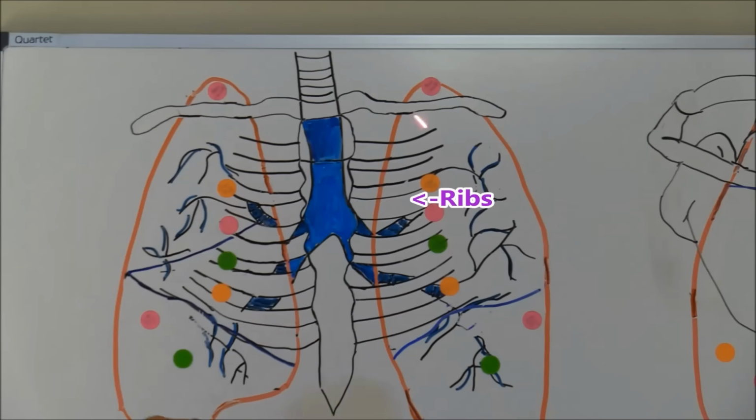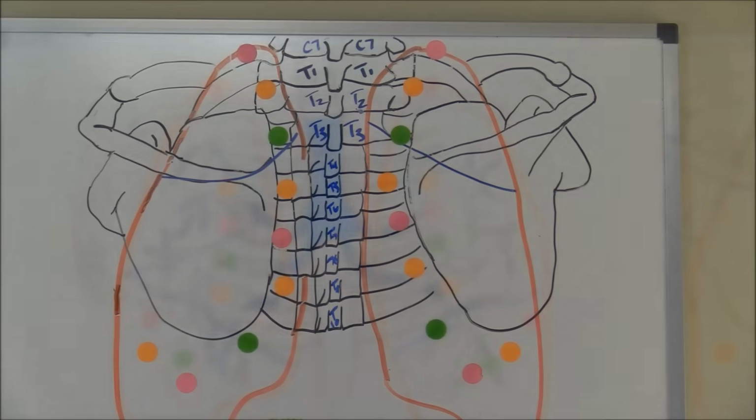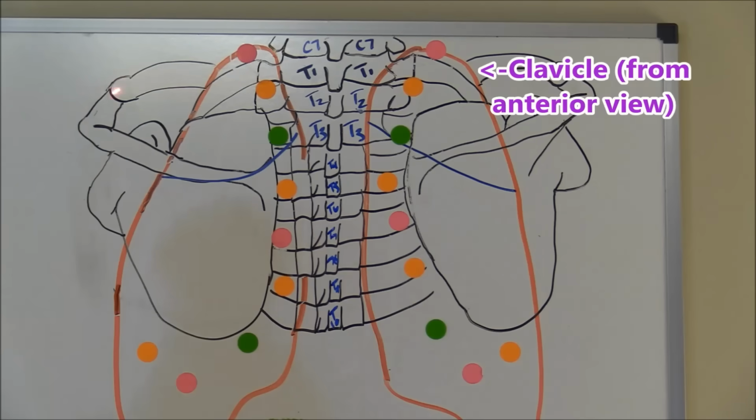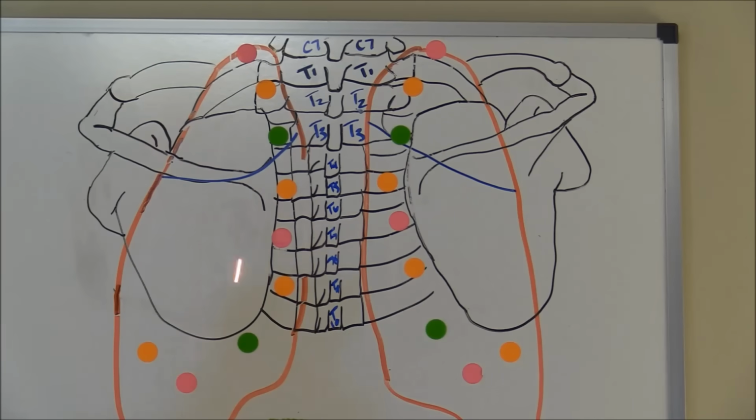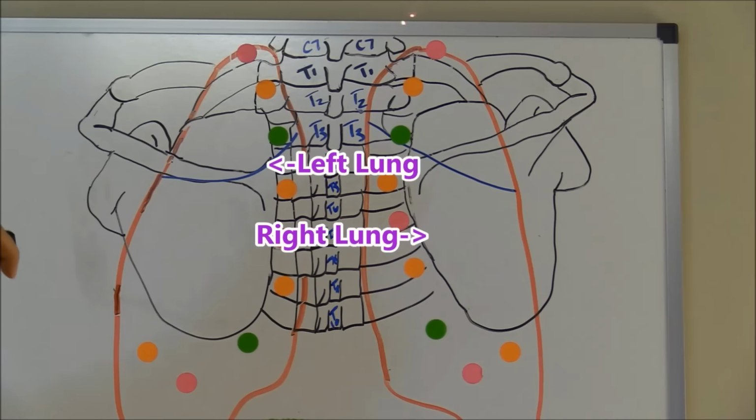Now let's look at the posterior view of the lung. Here is the posterior view of a patient's back. If you were to look inside at the lungs, you'll have the clavicle on the front, then it comes around and it forms into your scapula, and you have your left lung and your right lung. They're flipped compared to the anterior view.